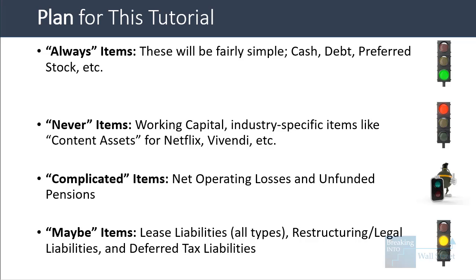And then the maybe items: lease liabilities, restructuring and legal liabilities, and deferred tax liabilities. Some people will argue for always including these. Some people will argue for including some. Some people will say that you should include none of these. So we'll go into this and break it down and explain our views on what to do.